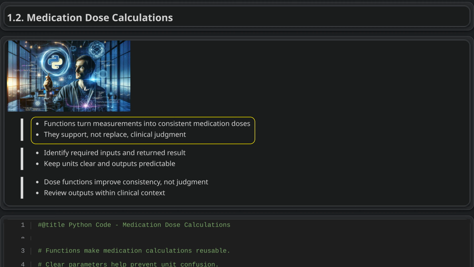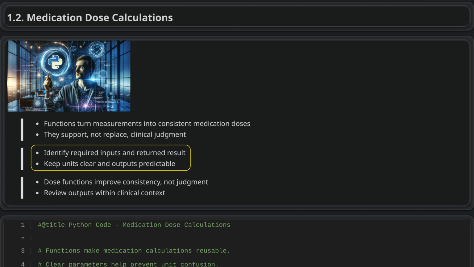When designing a medication dose calculation function, first define the exact inputs it needs and the result it should produce. Keep the function focused on one clinical task, such as finding a daily dose or converting an ordered amount into a volume. Because medication calculations often involve different units, clear and predictable inputs and outputs help prevent confusion and reduce the risk of errors.